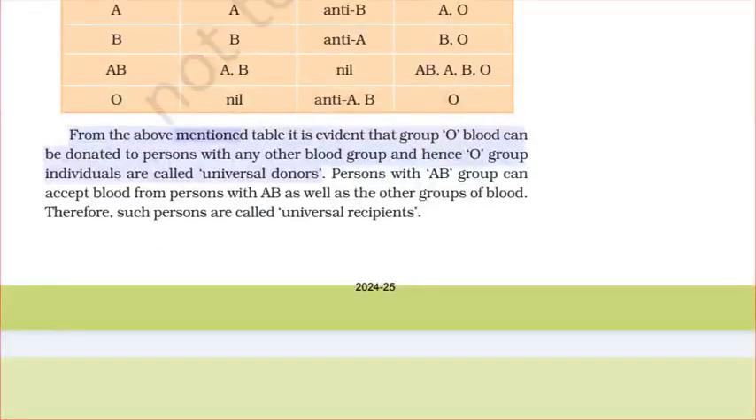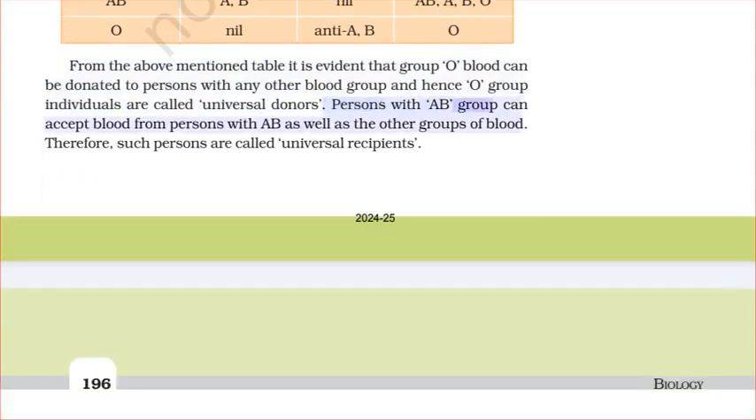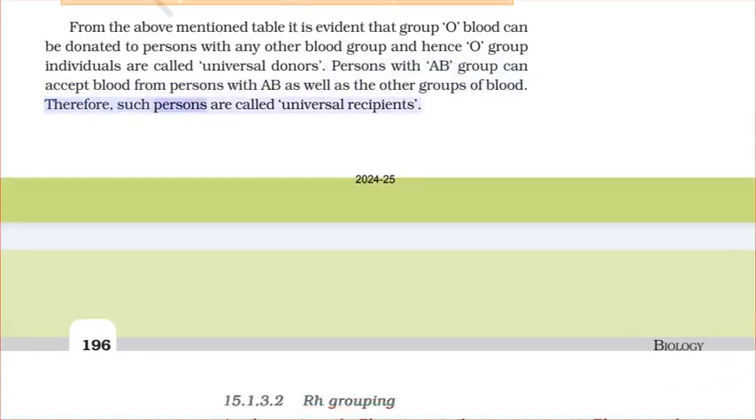From the above-mentioned table, it is evident that Group O blood can be donated to persons with any other blood group, and hence O group individuals are called universal donors. Persons with AB group can accept blood from persons with the B as well as the other groups of blood. Therefore, such persons are called universal recipients.